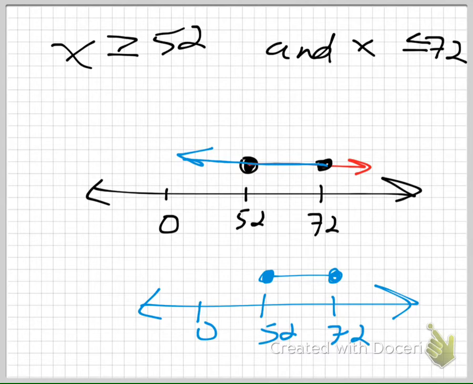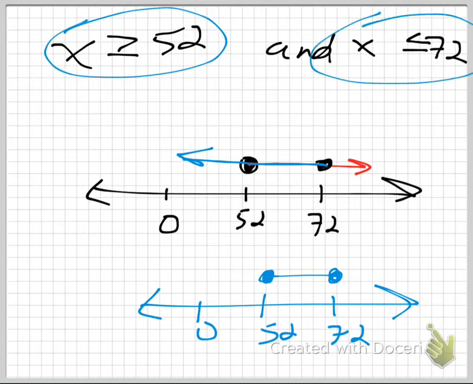Does that make sense? Okay? That's the and, because it's got to be true for both, right? It says x is greater than or equal to 52, and it's less than or equal to 72, right? So then it would be the part that's in the middle. That's how you'd graph it.